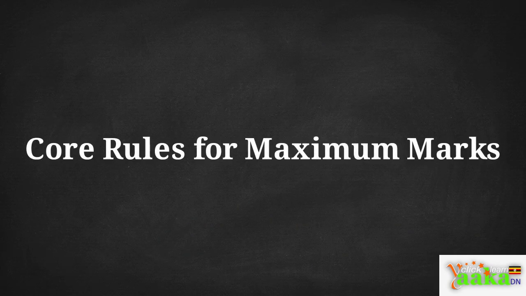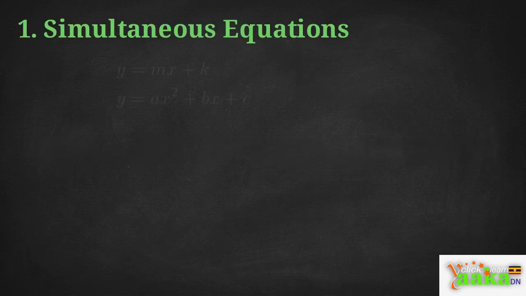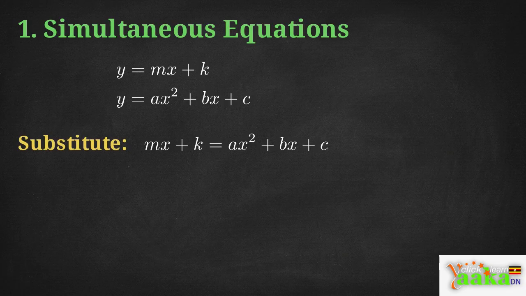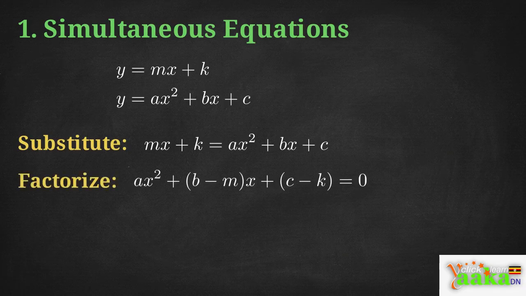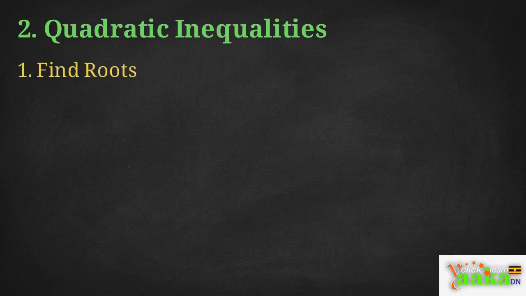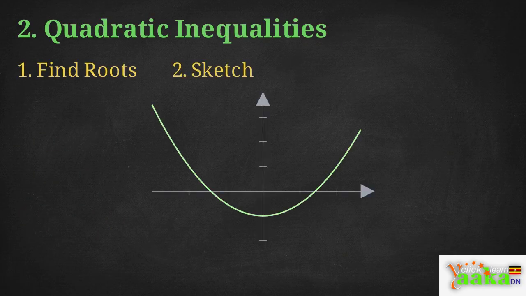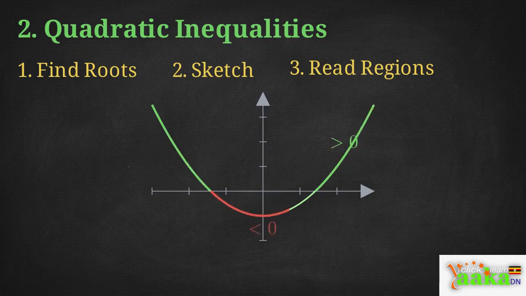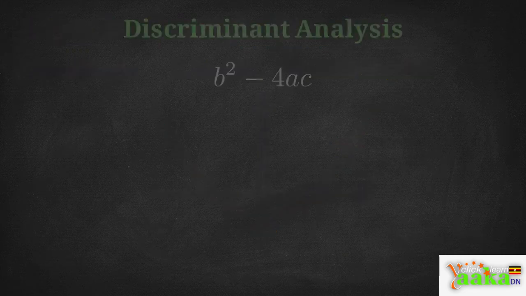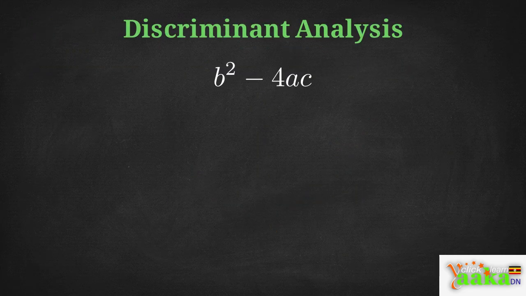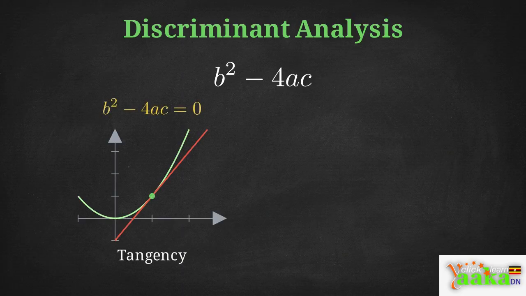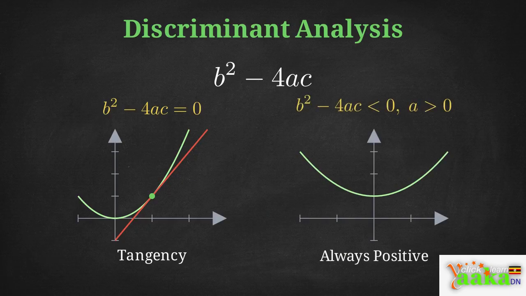Let's review the core rules to secure maximum marks. For simultaneous equations, first substitute, then factorize, and always remember to solve for y. For quadratic inequalities, find your roots, physically sketch the parabola, and read the correct regions directly from the graph. As we saw earlier, the discriminant formula allows you to prove the nature of these intersections. Set it equal to 0 to prove a line is tangent to a curve, or show it is less than 0 to prove an expression stays entirely above the x-axis.